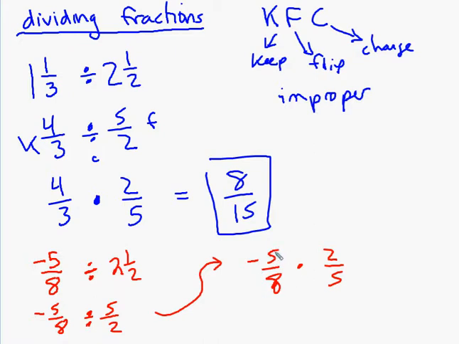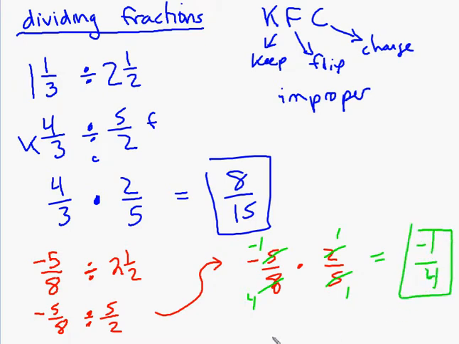Alright, so we're going to cross cancel. We can cross cancel the 8 and 2. Pay attention. So 4 and 1. We can cross cancel the 5s. Get negative 1 and 1. Top times top, bottom times bottom, and we're good. So that's dividing fractions.